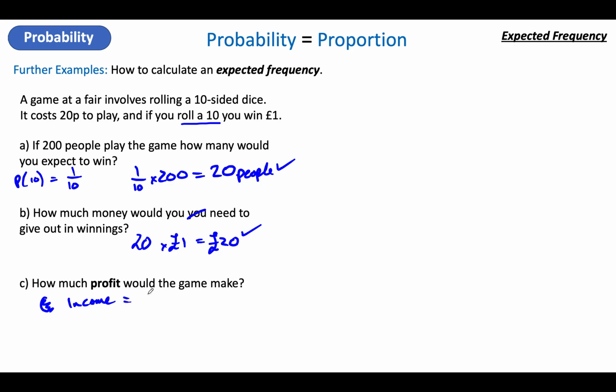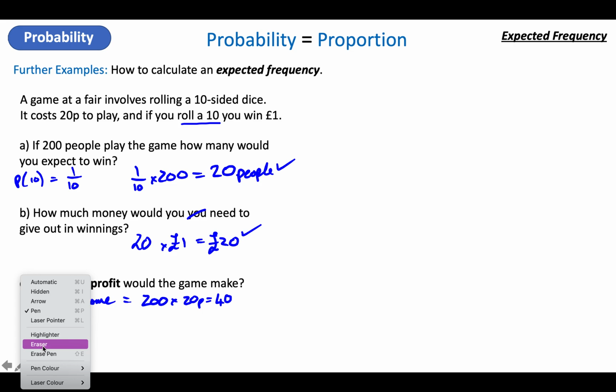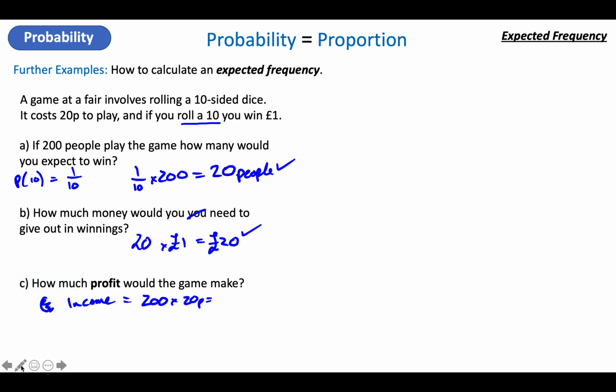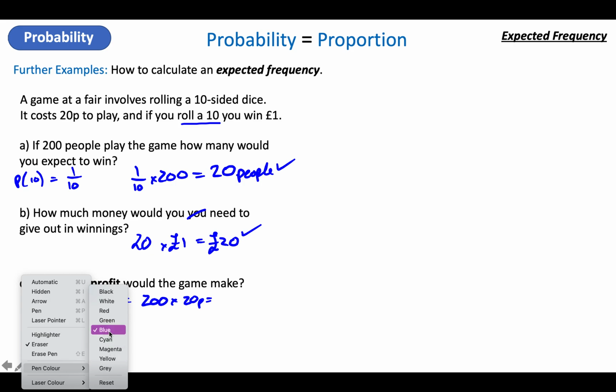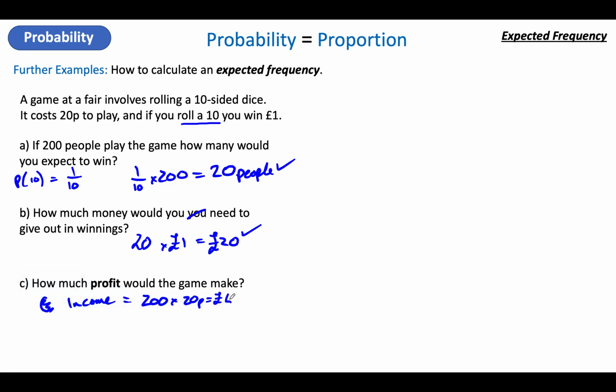So my income is all the 20p's, right? So I've got 200 lots of 20p, which is 4,000 pence. Well, let's change that into pounds. That's going to be £40. I need space for my pound sign. So there's my income. It's just the number of people playing times by the amount they're paying. They're paying 20p. So 200 lots of 20p is £40.